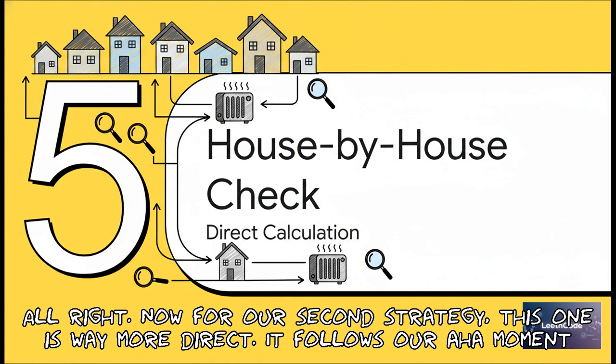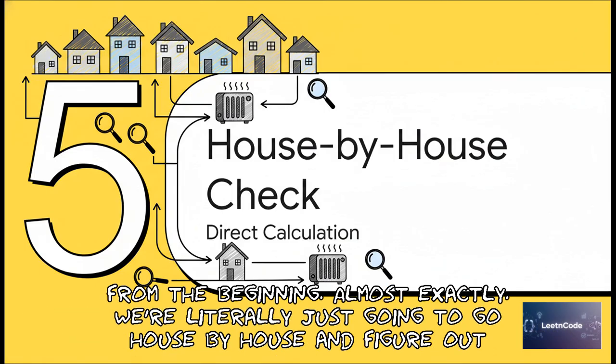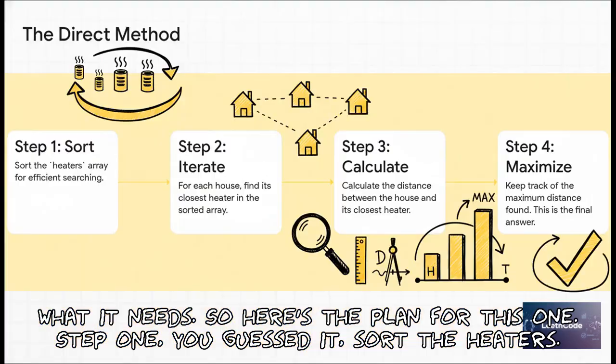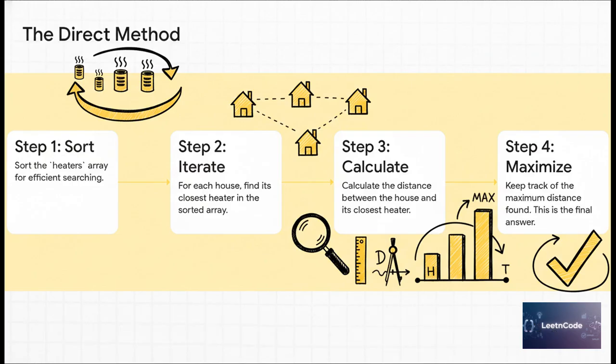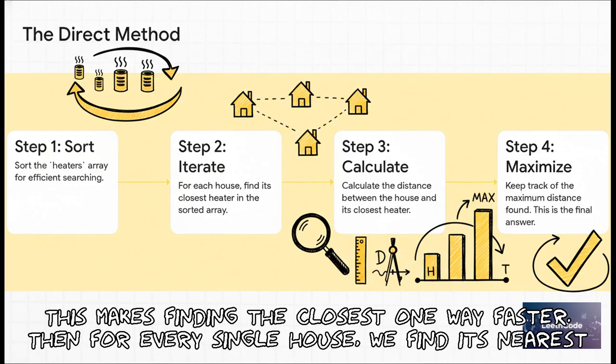All right, now for our second strategy. This one is way more direct. It follows our aha moment from the beginning almost exactly. We're literally just going to go house by house and figure out what it needs. So here's the plan for this one. Step 1, you guessed it, sort the heaters. This makes finding the closest one way faster.